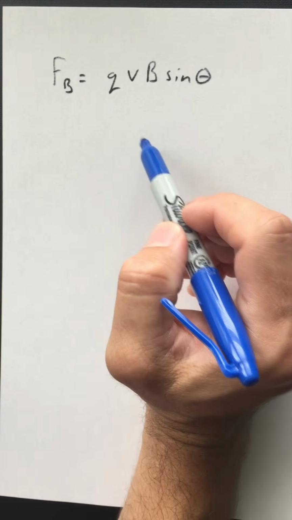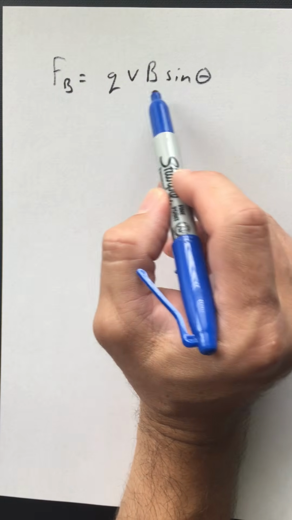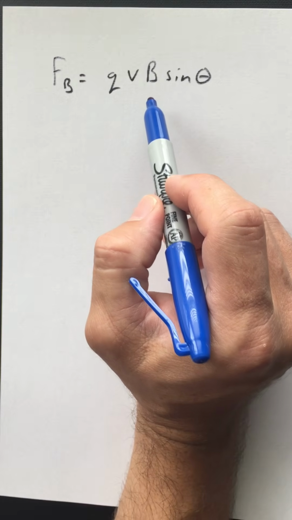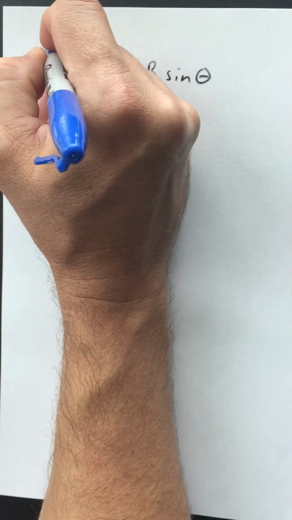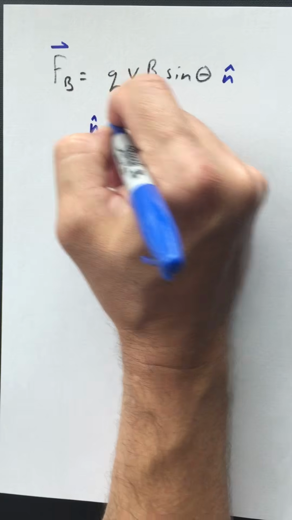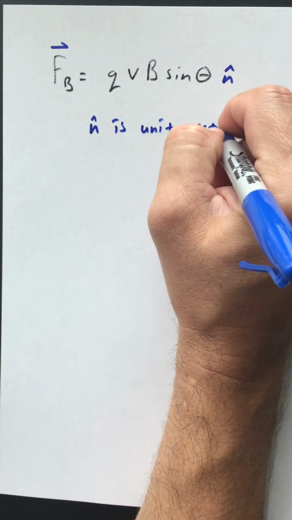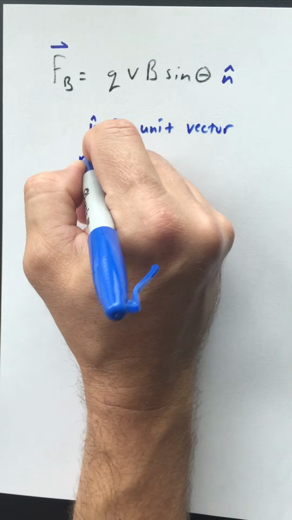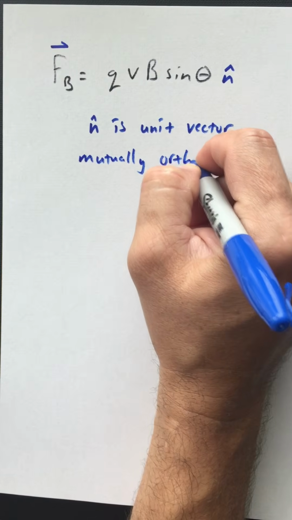And so this is a magnitude, but interestingly, this magnitude includes something that comes out of the vector nature of the velocity and the B field. Furthermore, if I'm going to make this into a vector, I can do it like that, where n hat is a unit vector mutually perpendicular. I'm going to use the word orthogonal, I like it better.